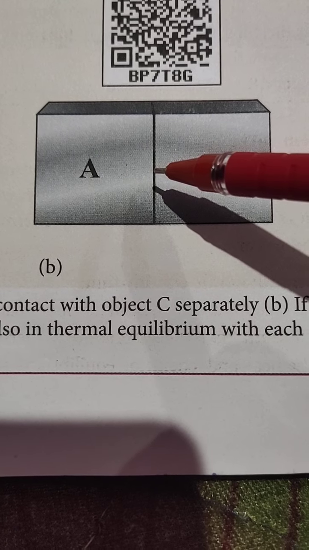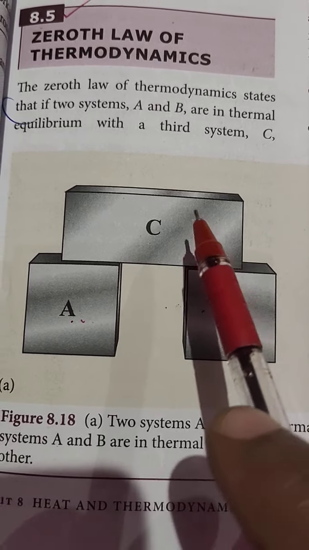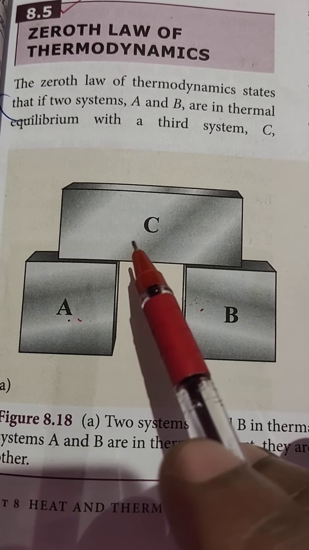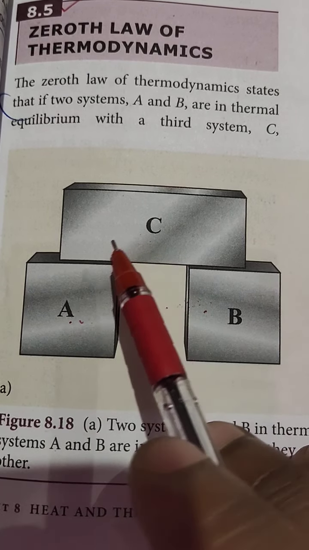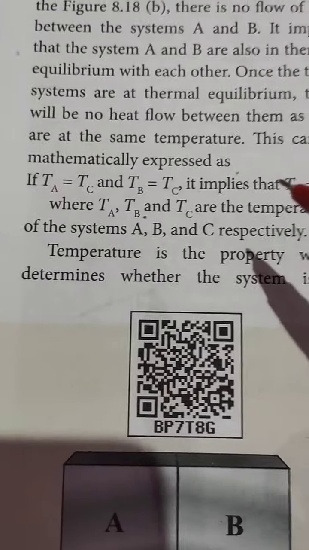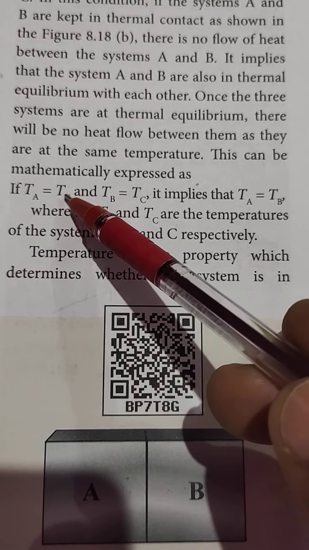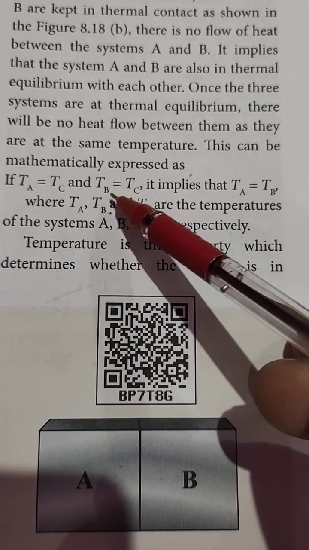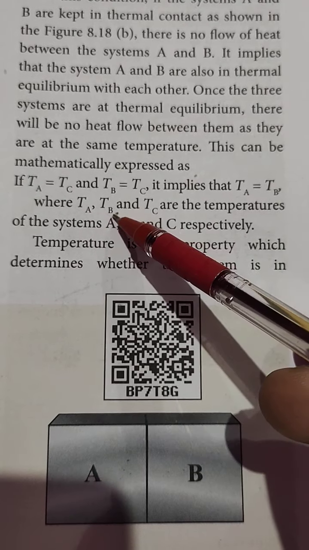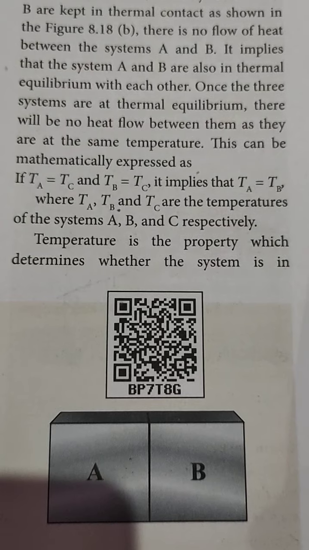Once the three systems A, B, and C are in thermal equilibrium, there will be no heat flow between them since they are at the same temperature. This is expressed mathematically here: TA equal to TC, and TB equal to TC. Hence TA equal to TB, where TA, TB, and TC are the temperatures of systems A, B, and C respectively.